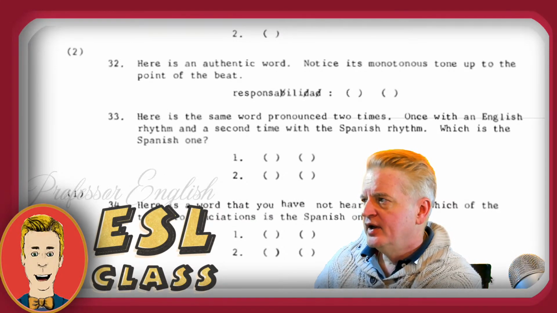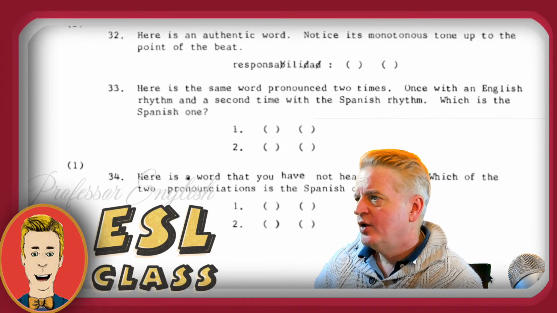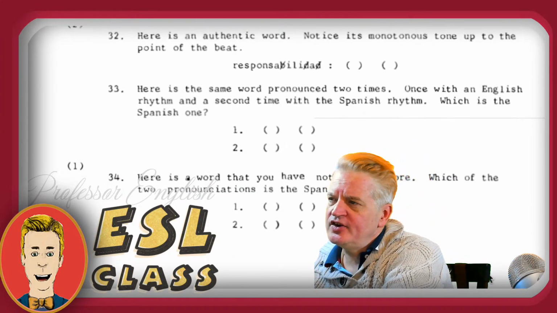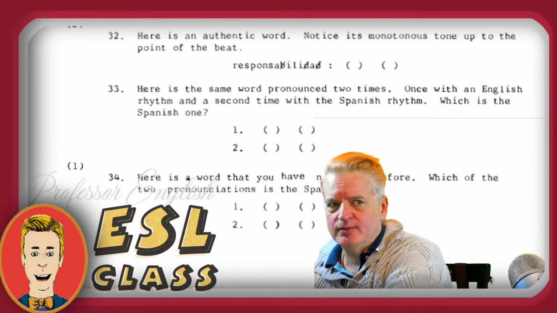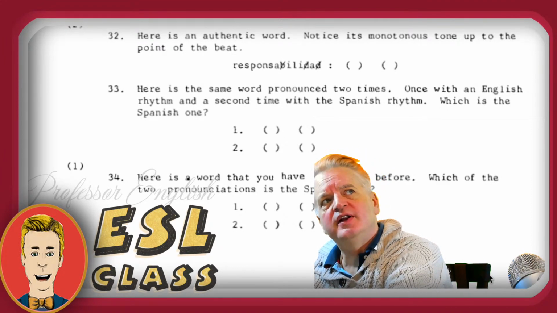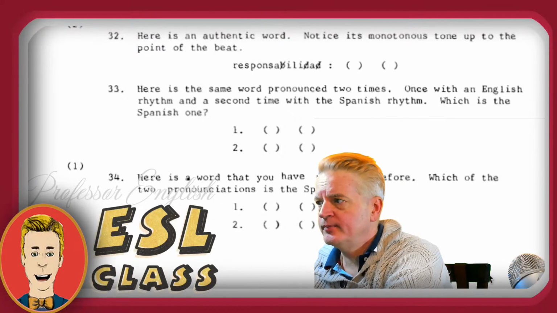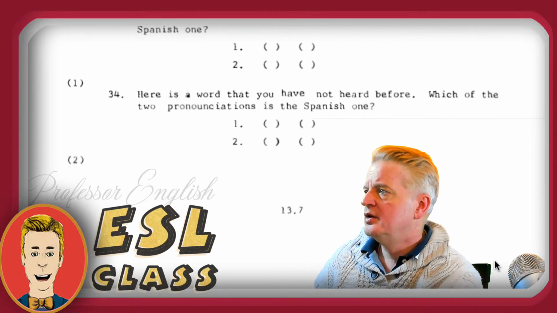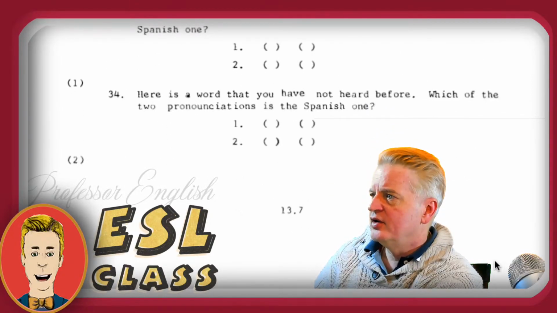Number 33. Here's the same word pronounced two times, one with an English rhythm and a second with a Spanish rhythm. Which is the Spanish one? 1, responsabilidad. 2, responsabilidad.